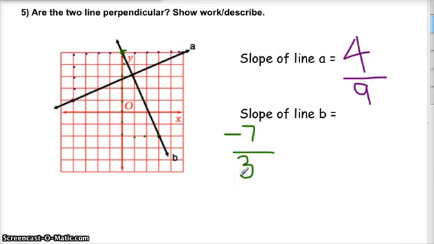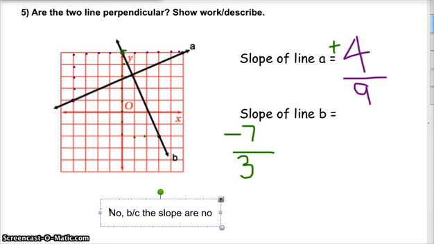Well, they're not parallel, and the question didn't even ask for parallel, but they're not the same. They are opposite. One's negative, one's positive, but they're not upside down fractions of each other. So will the two lines be perpendicular? No, because the slopes are not opposite reciprocals.